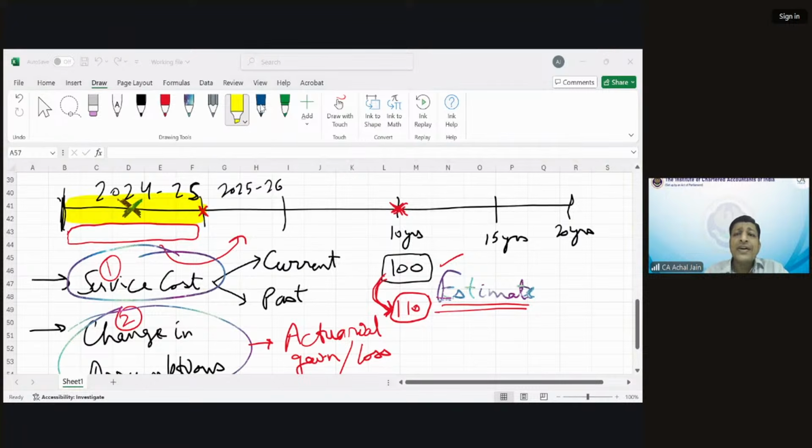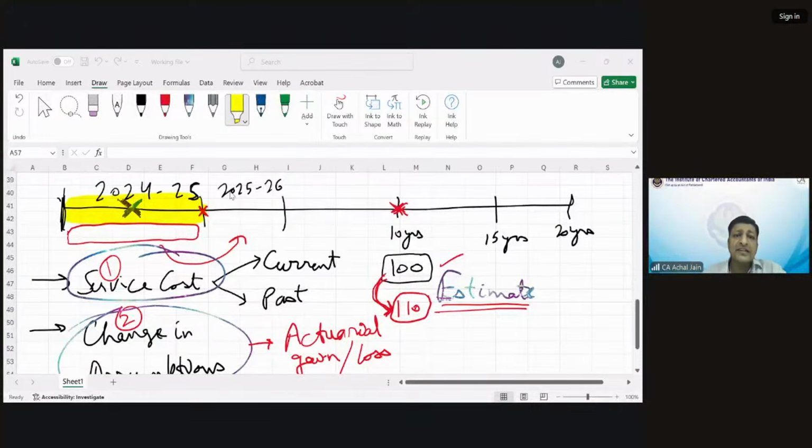And when is this liability payable? Tell me, when is this liability payable? Is this payable in 24-25? Over to you quickly. When is this liability payable? What do you think? This liability is payable in future. Archana says 25-26. No, it's not 25-26. I'm saying when is this liability payable?